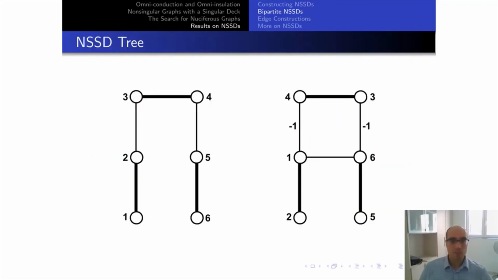Here is an example. Here we have a tree, simply the path on 6 vertices, which has these 3 edges as a perfect matching. Note that they are also a perfect matching of this bipartite graph, which is not a tree, which is the inverse of the leftmost graph. Also note that these three edges are the only three common edges in both graphs.